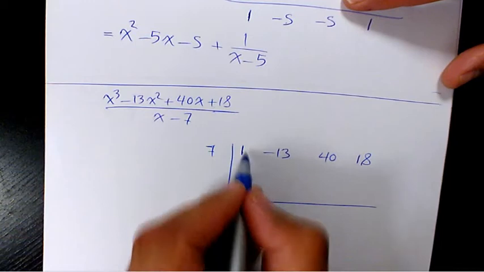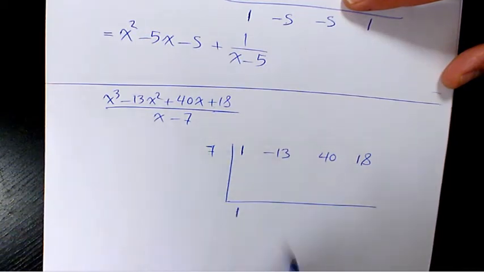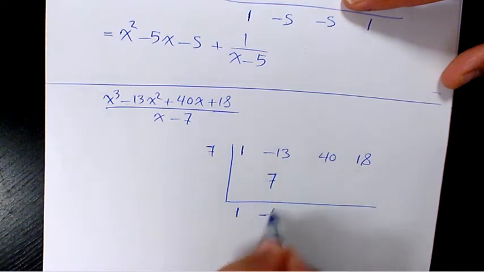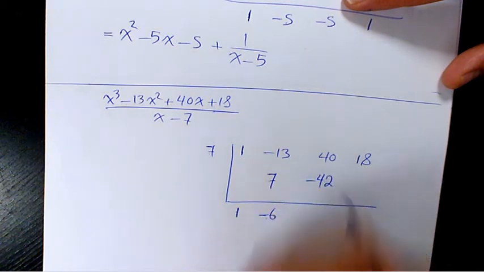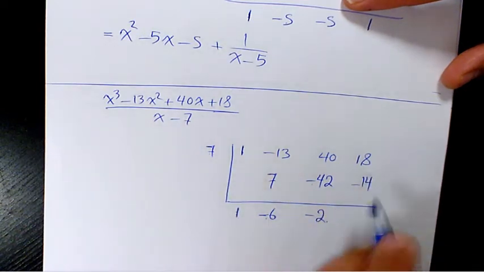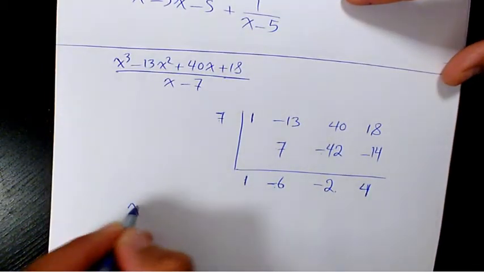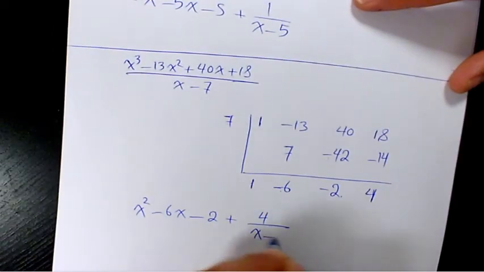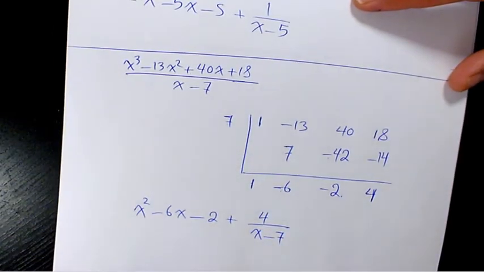So what we need to do, we need to bring the first number down. 1 times 7 is going to be 7. 7 plus negative 13 is going to be negative 6. Negative 6 multiplied by 7 is going to be negative 42. Negative 42 plus 40 is going to be negative 2. Negative 2 times 7 is going to be negative 14. 18 plus negative 14 is going to be 4. So we have x squared minus 6x minus 2 plus 4 divided by x minus 7. So that's how we need to write it.